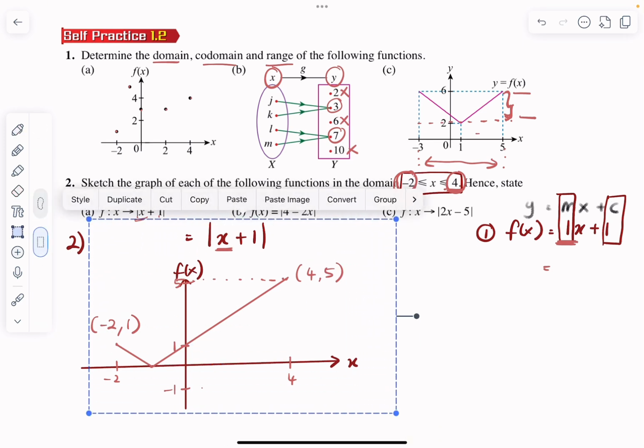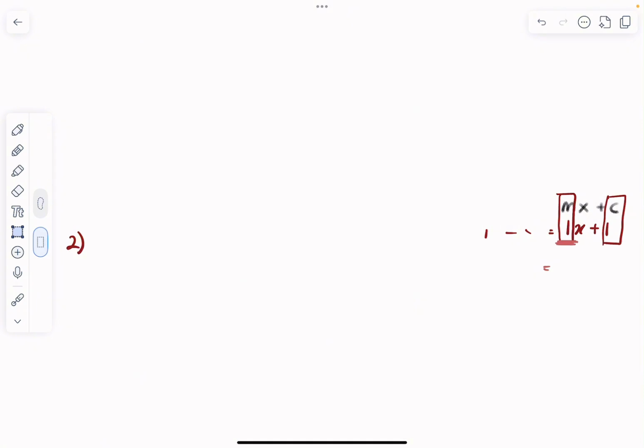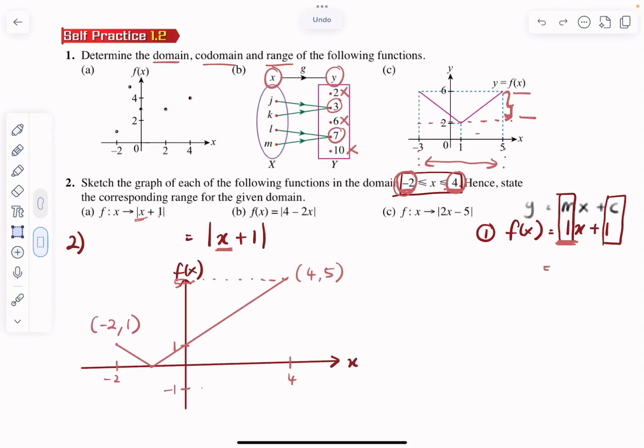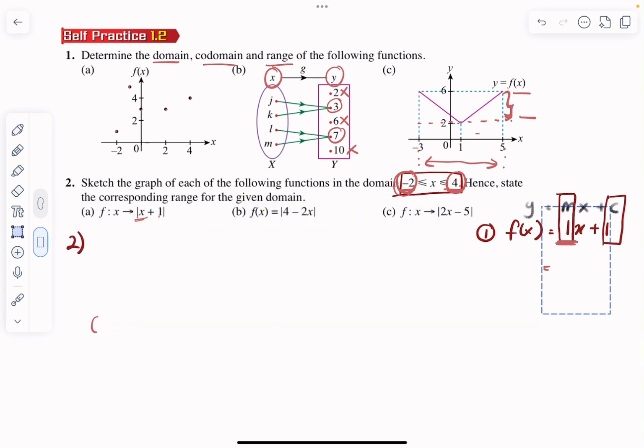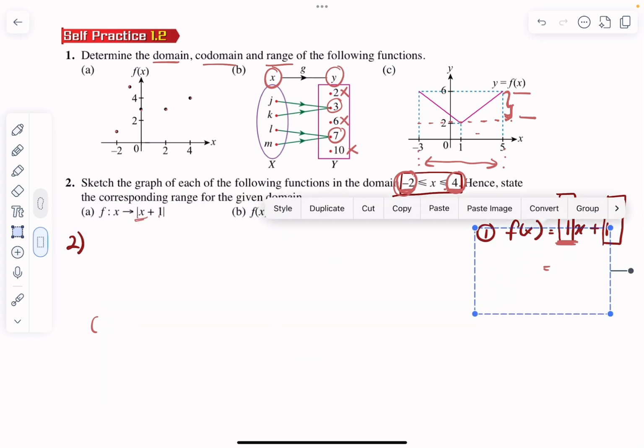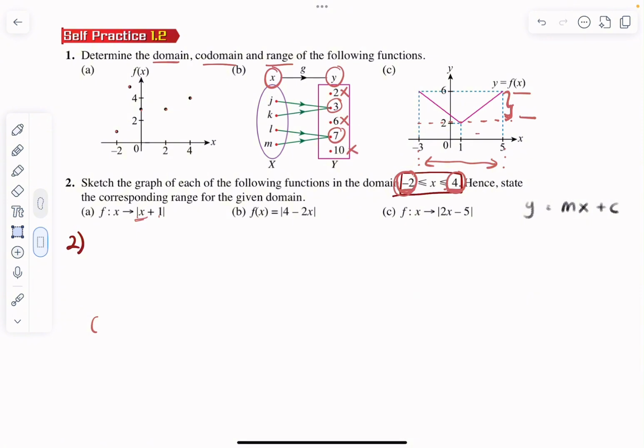Erase all this. Delete. Alamak. This one we delete. This one we delete. And we erase. Alright.